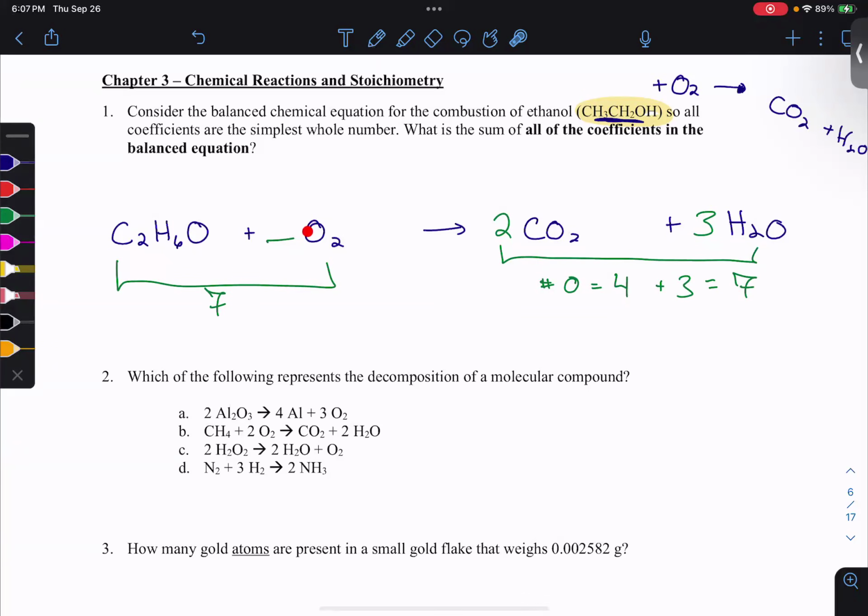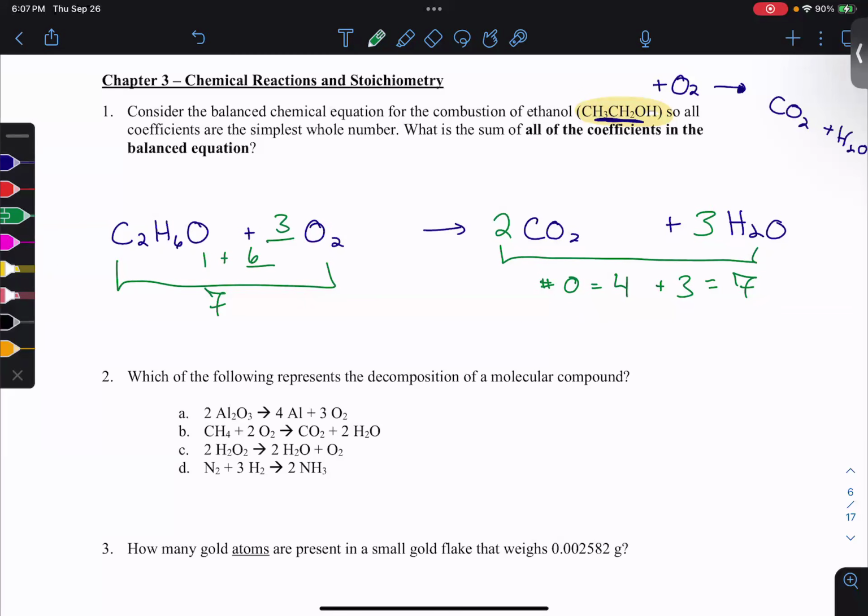So some students might try to put 7 halves in here, but that's actually not what we want to do. We want to take into account the 1 oxygen that's coming from the ethanol. So that means how many oxygens should come from the oxygen molecule? 6. Yes, 6, because 1 plus 6 is 7. All right? So that means what should the coefficient in front of O2 be? 3. Perfect. All right? And that would be our answer.